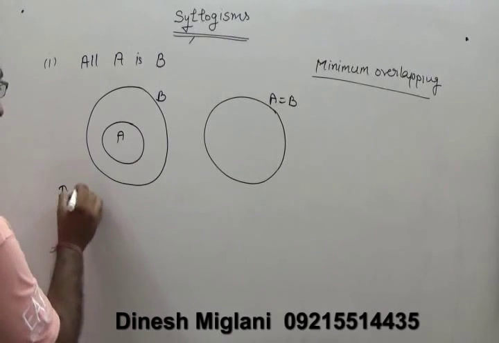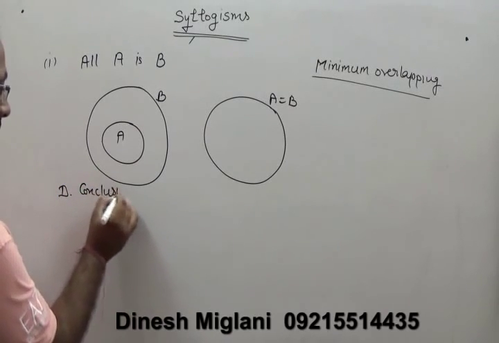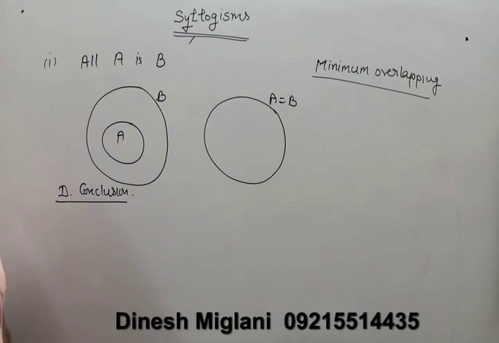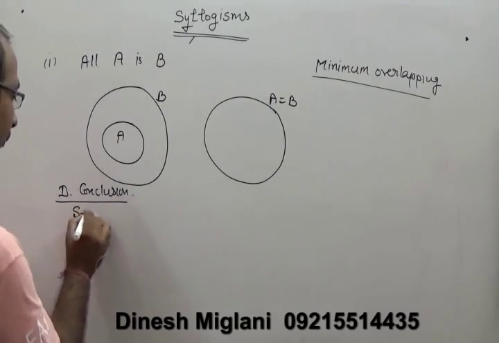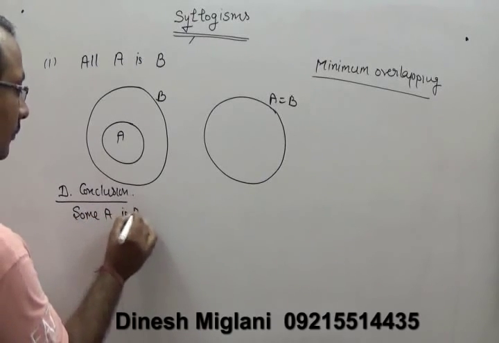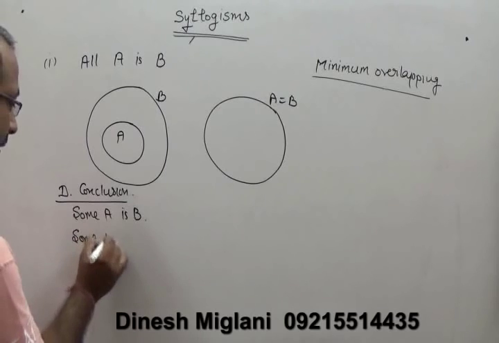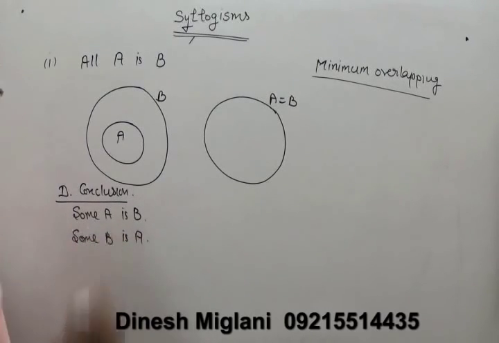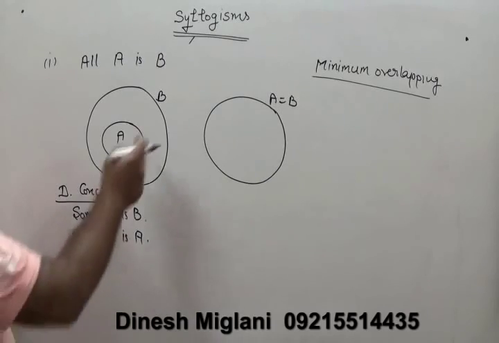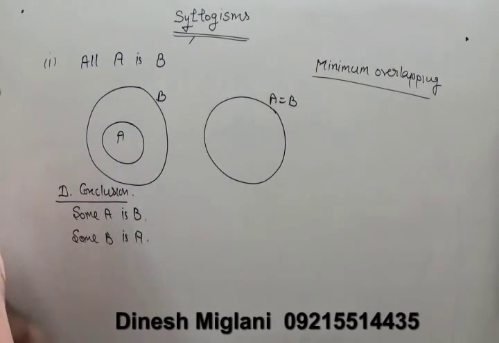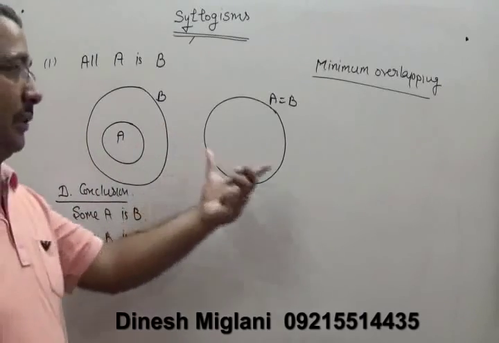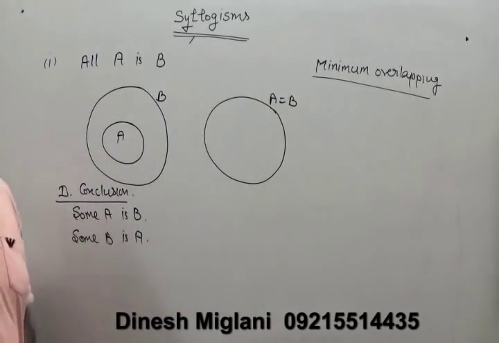First I am going to state the definite conclusions I can draw from all A is B. It means some A is B, and I can also say some B is A. From all A is B, I cannot say some B is not A, because if I show my statement in this format, I cannot say that. And now the conclusions that are definitely false. First, I cannot say no A is B.